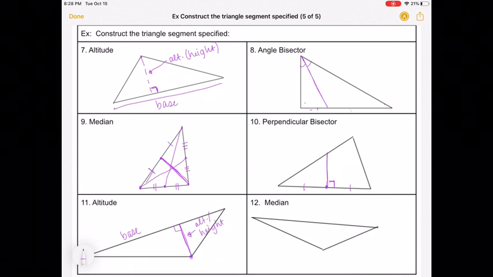Okay, median, you can just pick one. You could have drawn all three if you wanted, but if I pick this vertex, then I need to connect it to the midpoint on this line. And I want to show that those two segments are congruent now. You could have also done it from this vertex and shown it like that, or from this far one and shown it like that.